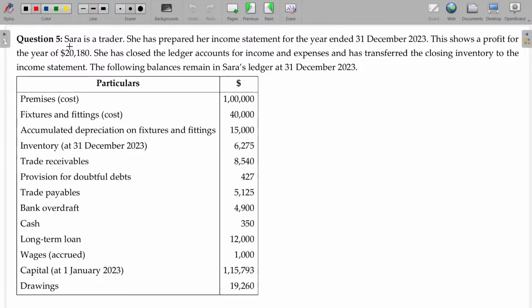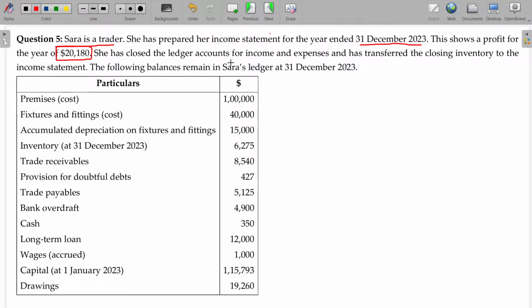Question number 5. Sarah is a trader. She has prepared her income statement for the year ended 31st December 2023. So income statement already prepared. This shows a profit for the year being this much, $20,180.